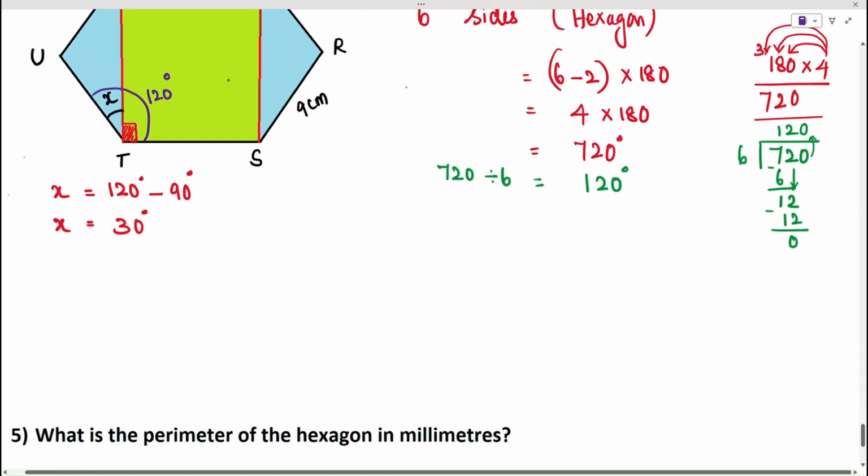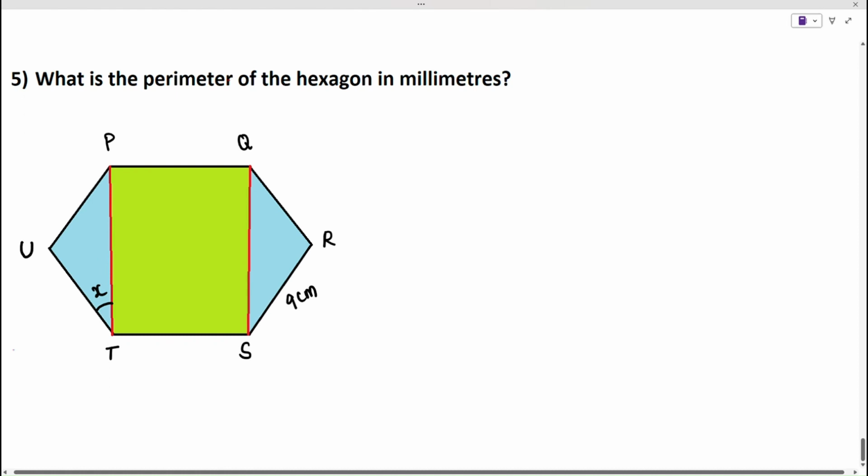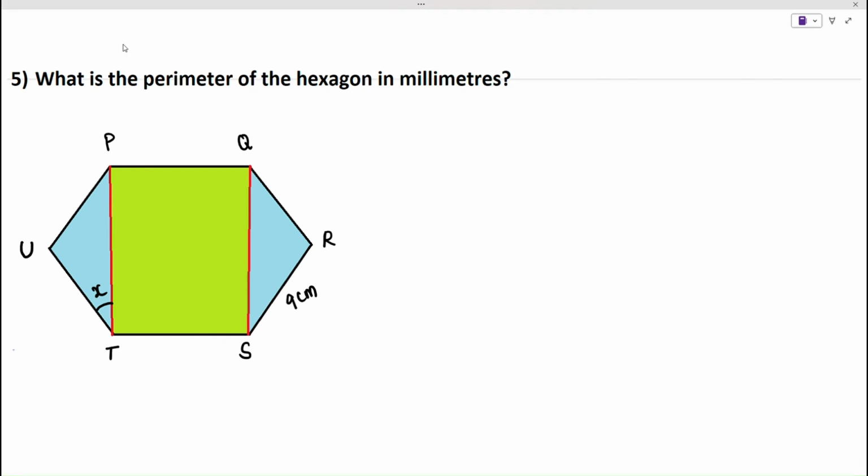Now we move on to part 5 of our question. What is the perimeter of the hexagon in millimeters? So, as a regular hexagon, all the sides are the same length. There are 6 sides, and we're given the length of one side as 9 centimeters. And so what we're going to do is multiply 9 by 6 to get the perimeter of our shape. So we'll do 6 times 9, and that gives us 54.